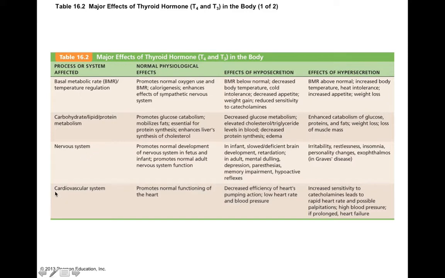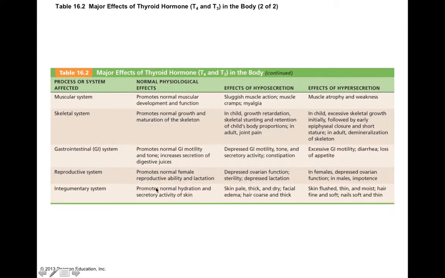Now, thyroid hormone can also affect the cardiovascular system by promoting normal functioning of the heart. And thyroid hormone also promotes normal functioning of the muscular system and skeletal system. In fact, it's going to help promote development and function of both muscular and skeletal systems. Now, thyroid hormone also plays a role with the gastrointestinal system, or basically your digestive system, by promoting normal gastrointestinal movement or motility. And it's also going to help increase secretion of digestive juices.